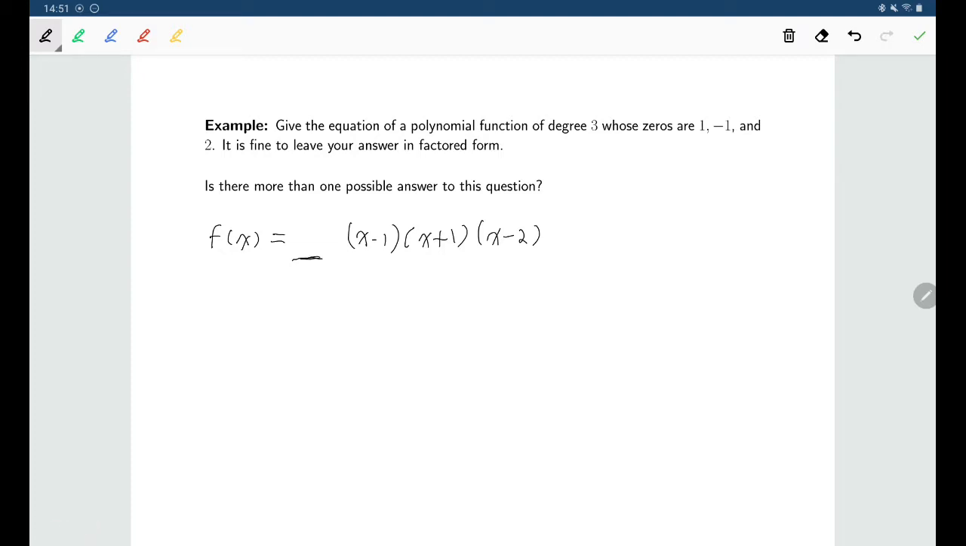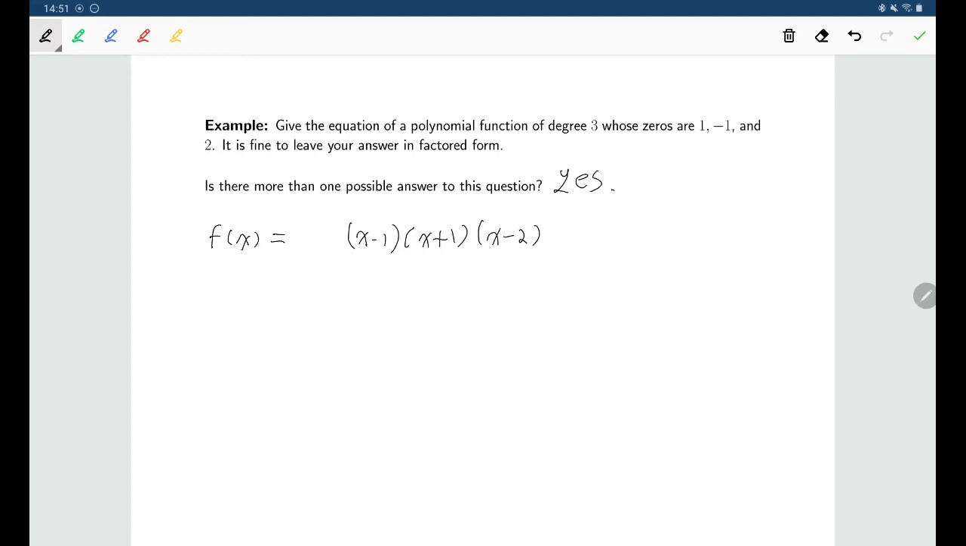Now, you might have noticed that I've left a gap here in front of the start of my function, and that's because there's the second follow-up question. Is there more than one possible answer to this question? And the answer is a big yes. In fact, not just is there one or two more possible solutions, there's actually infinitely many solutions.